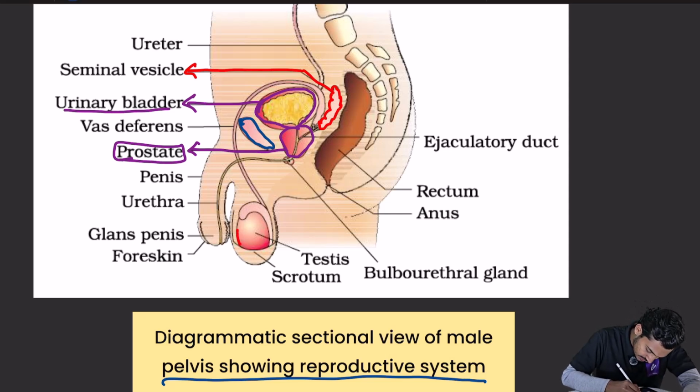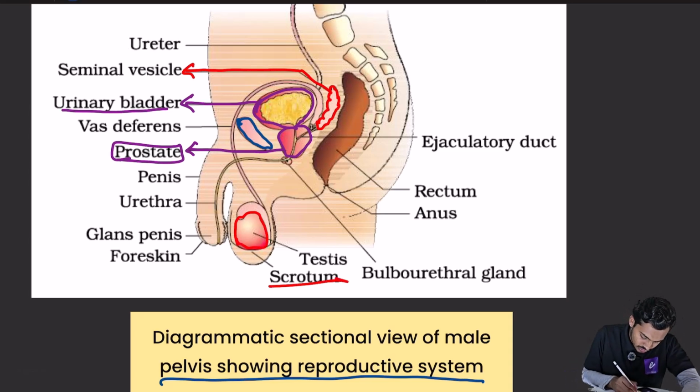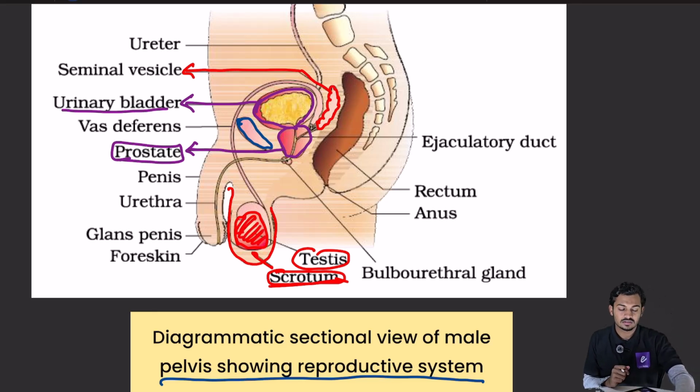So this is the testis, right? This is the testis, which is present in a pouch that is called the scrotum. This whole pouch that you are seeing is the scrotum, and inside the scrotum pouch are the testis. So these are the testis, right? I am marking them in red, that is the testis.